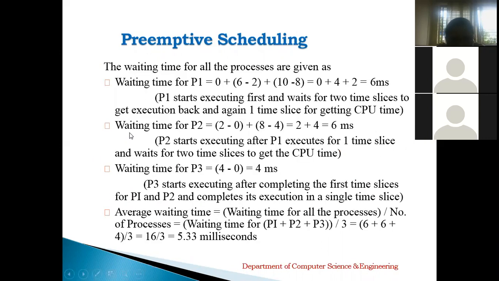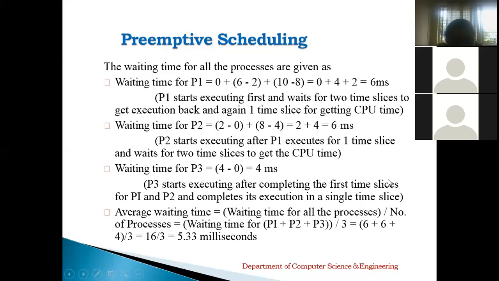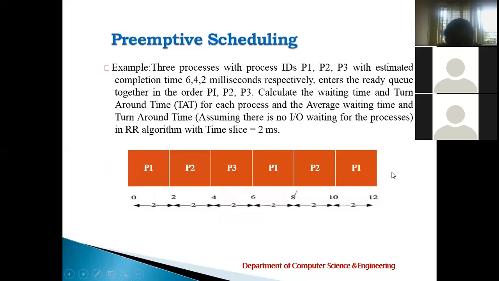You have already calculated here that the waiting time for P1 is 6 milliseconds. To that, what do you add? Execution time. Like that, what about P2? How much time has P2 waited? P2 is waiting for 6 plus 4, 10. So here it is 2. Then 4 plus 2, 6, and 6 plus 4, 10.